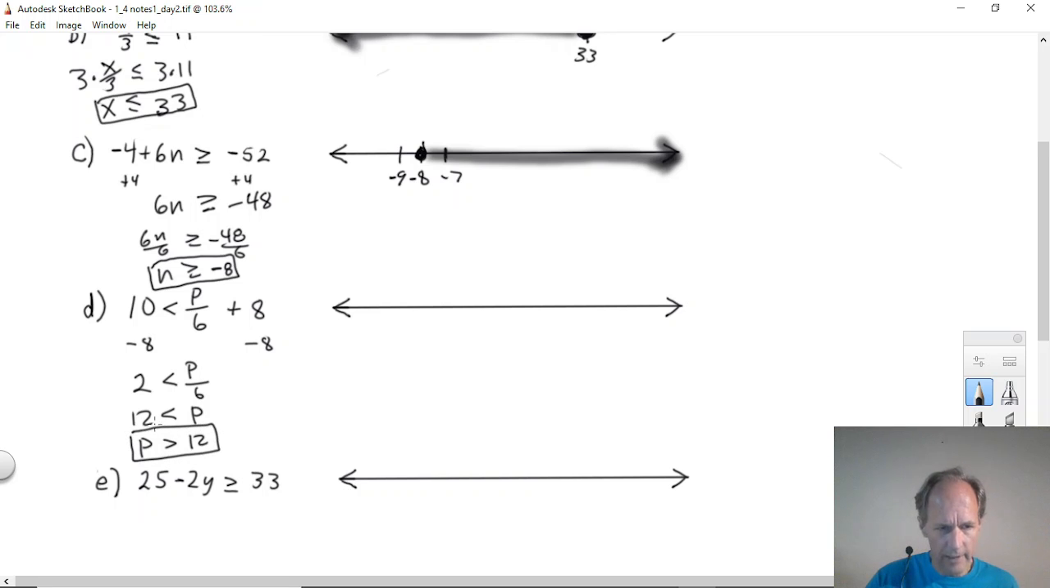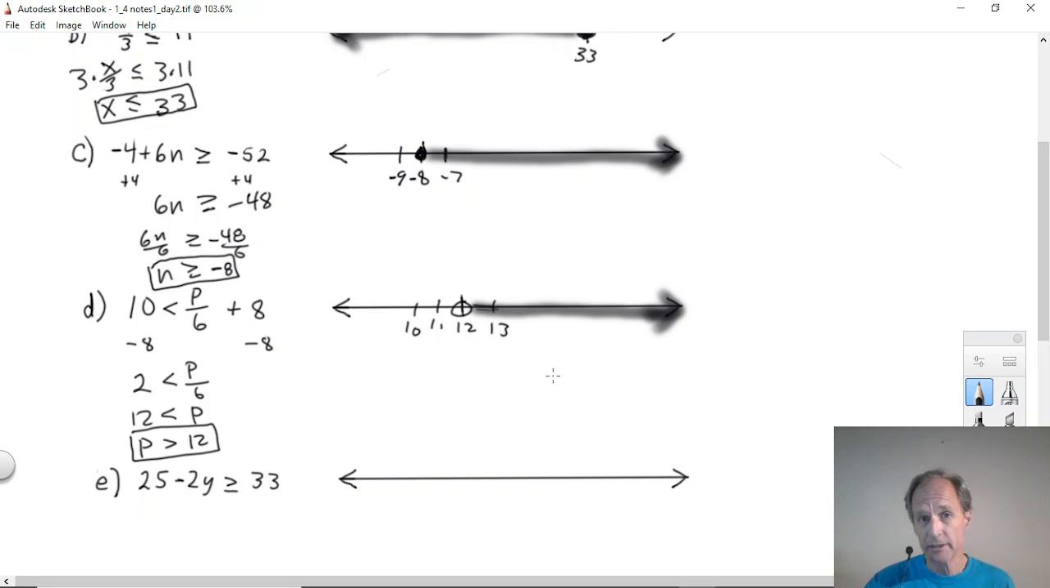So we want to graph that. Everything greater than 12, we'll put a couple more numbers in there just for fun. We don't want to include 12, so we put a circle. We want, though, what's greater than 12. That's our solution set, so shade it in. Everything larger than 12. Okay.